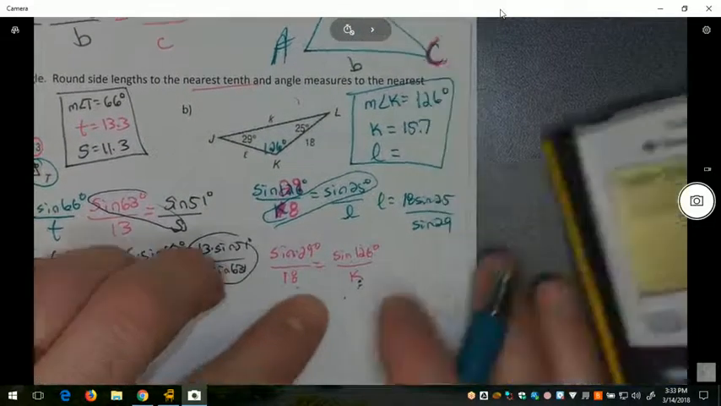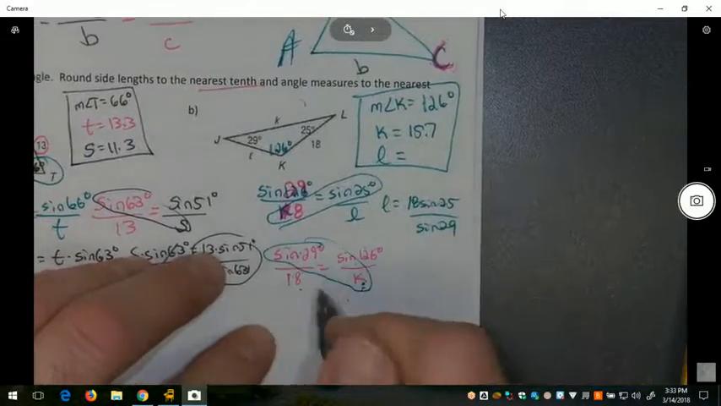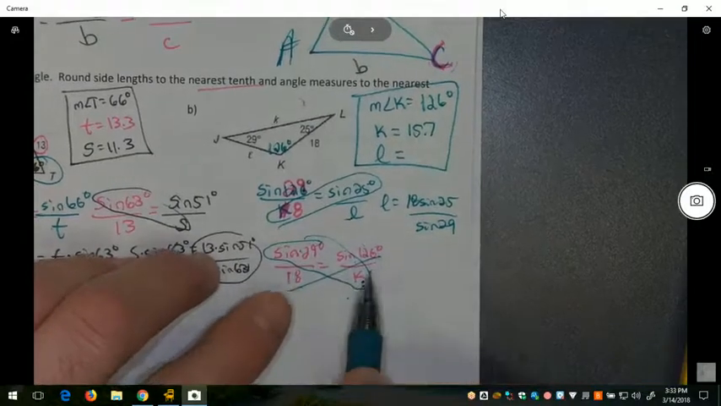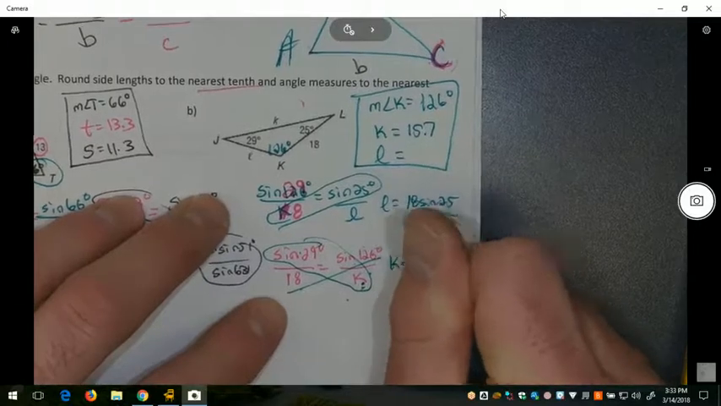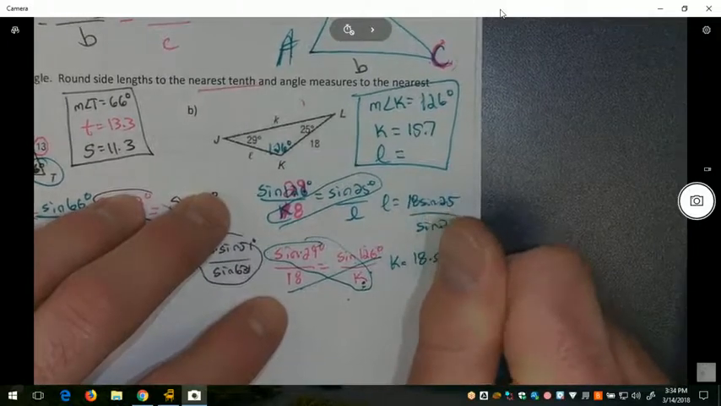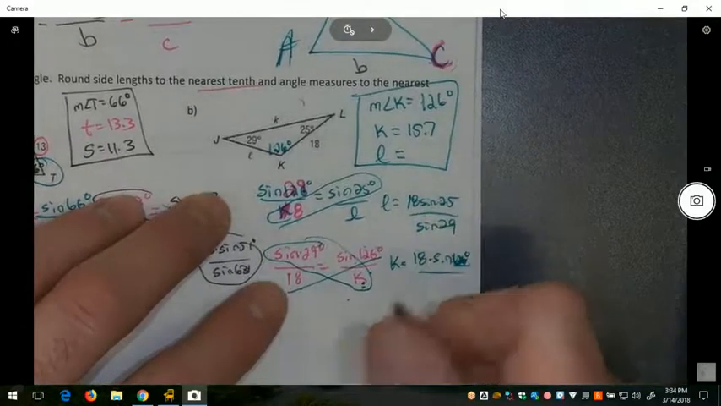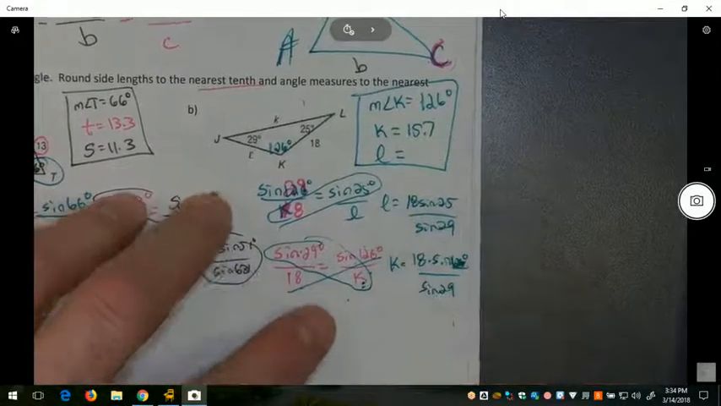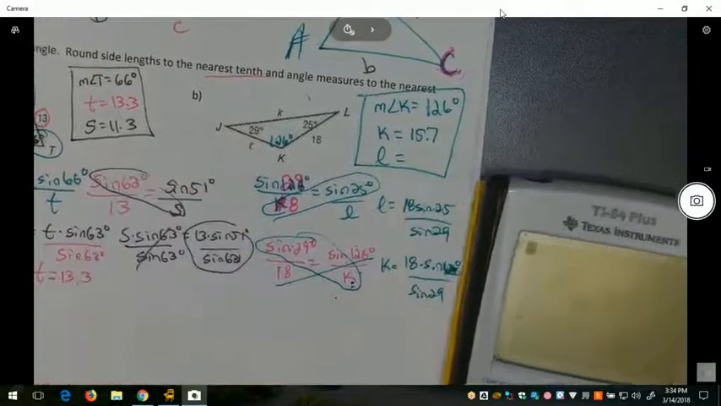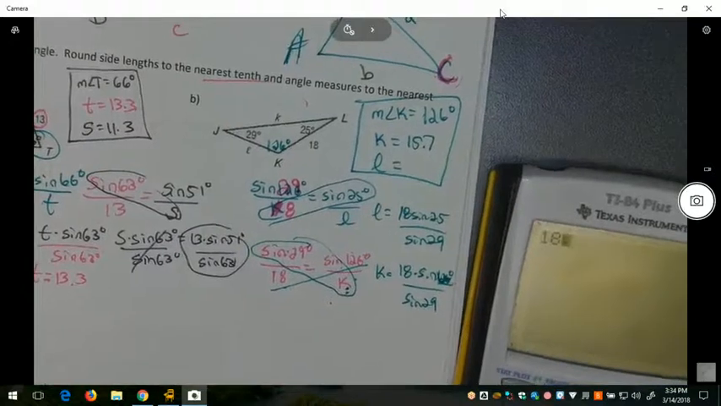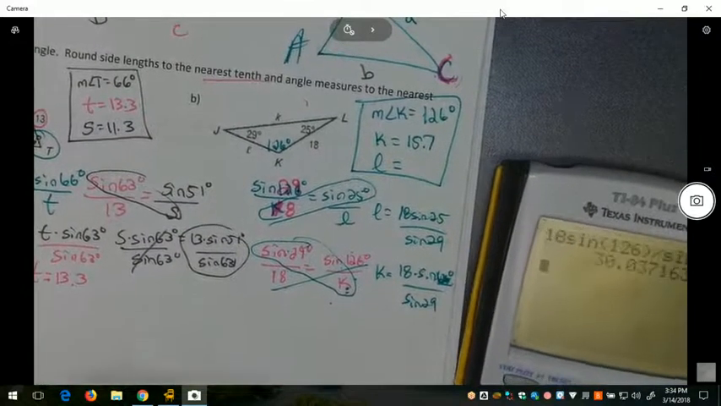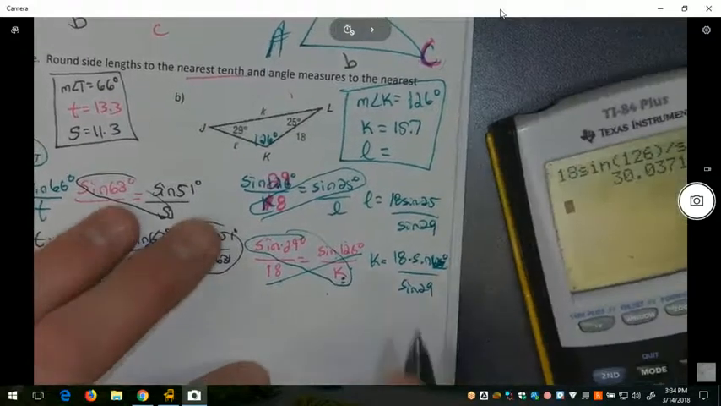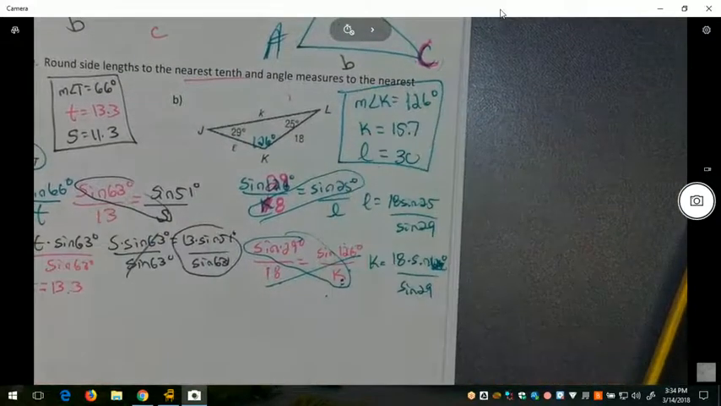And now with this one, we're going to cross multiply. These two will get multiplied together. These two will get multiplied together. Those two will stay multiplied together. We'll have 18 times the sine of 126. But we're going to be dividing by the sine of 29 again to get it away from the K. You can expand that if you need to write out the multiplication. 18 sine of 126 divided by sine of 29 gives me 30.03, which is 30 for that side length.